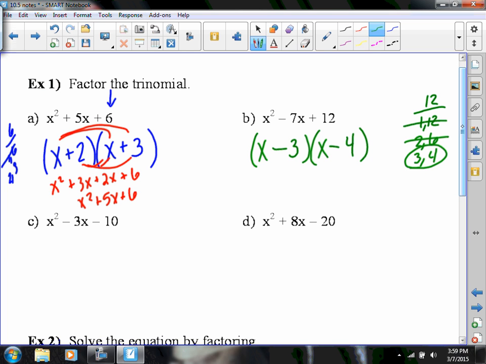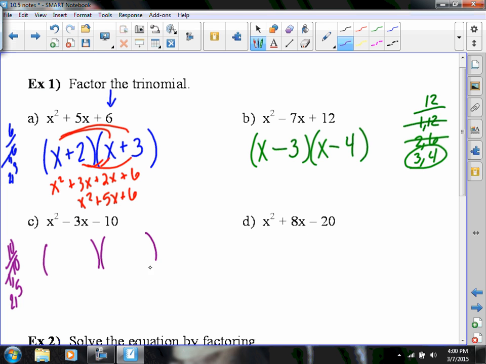Okay, now part C, we're going to have to find the factors of 10 that add up to negative 3. So I could have 1 and 10, or 2 and 5. Okay, 1 and 10 will either get me to a 9 or an 11. So that's not going to get me to the negative 3. 2 and 5, though, those could get me to a negative 3.